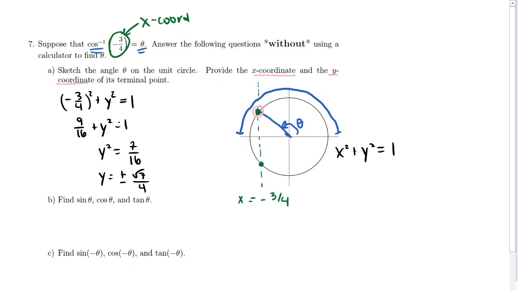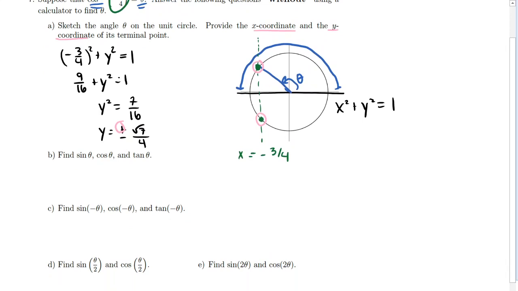So is it plus or is it minus? Well, if it were minus, it would be this point down here, right? This point has a negative y value. It's below the horizontal axis, and points below the horizontal axis have a negative y coordinate. Well, this point is above the x-axis, so it has a positive y coordinate. Here we're looking at plus square root of 7 over 4.